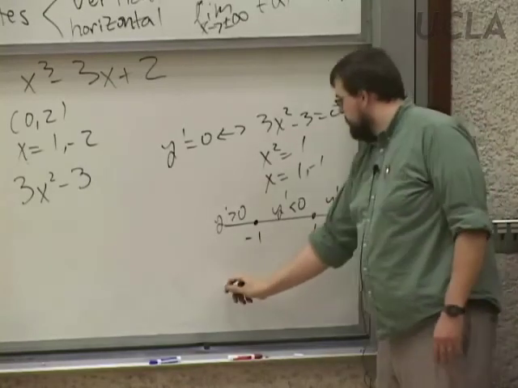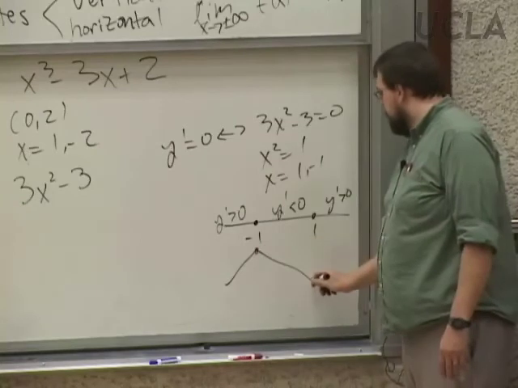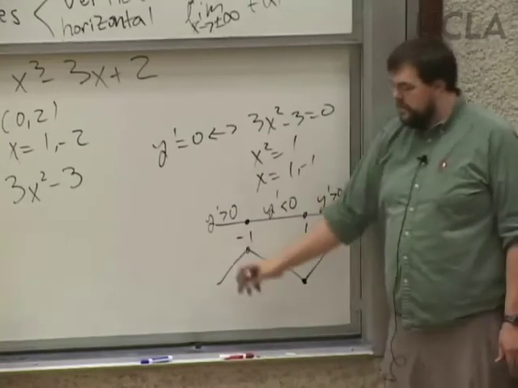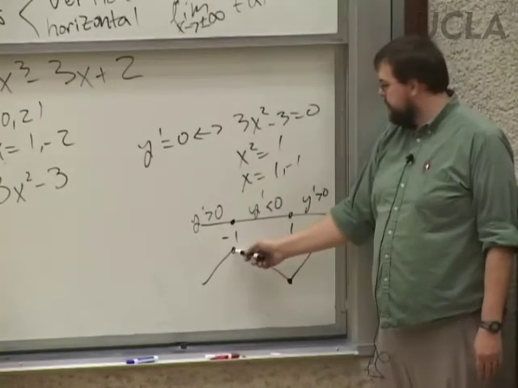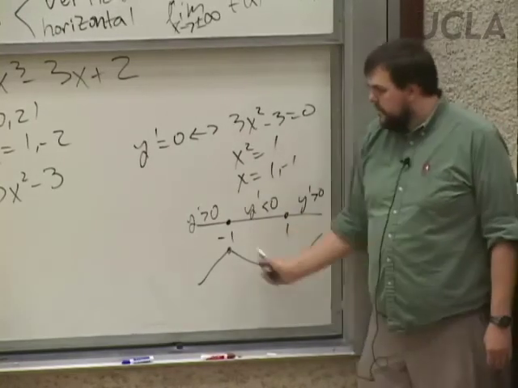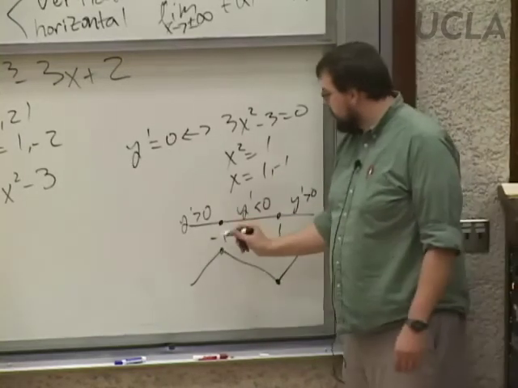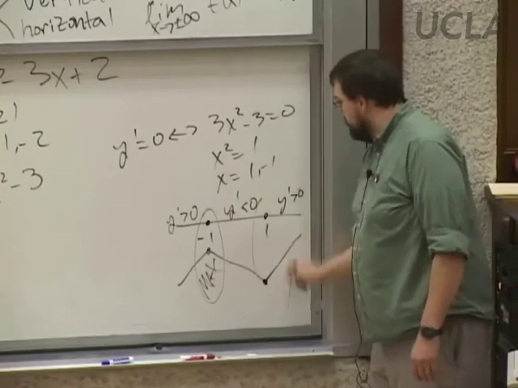So I'm coming up. I hit whatever the value is at negative 1. I go down. I hit whatever the value is at 1. I go back up. So this is a really lousy sketch of the curve. But we're going to do something like this. Come up to whatever my value is at negative 1, go down to wherever my value is at 1, and go back up. All right, we'll improve on this picture. But we can know right away that negative 1 is at a max. 1 is at a min.